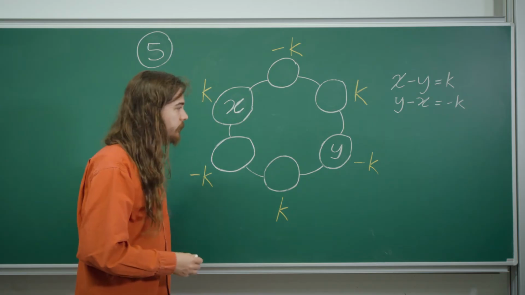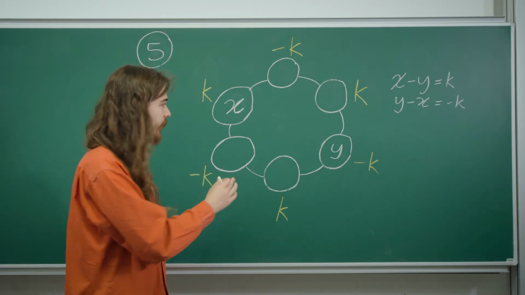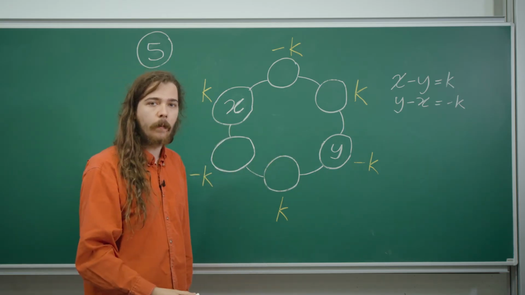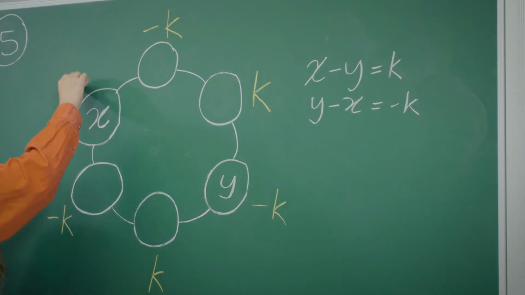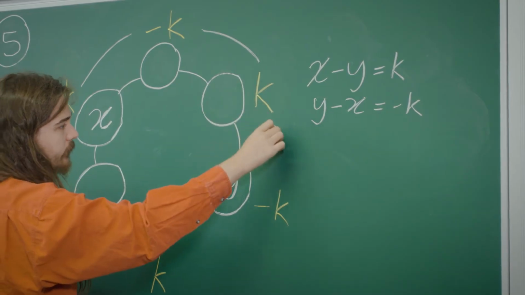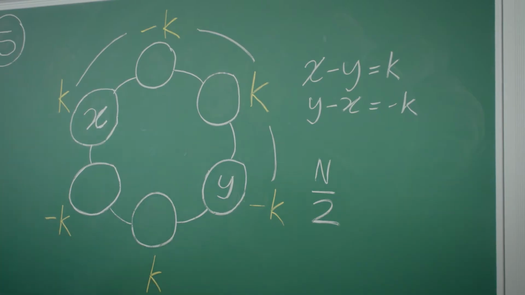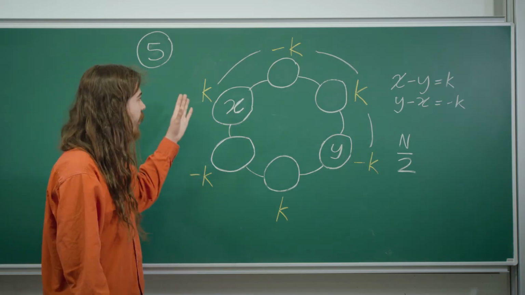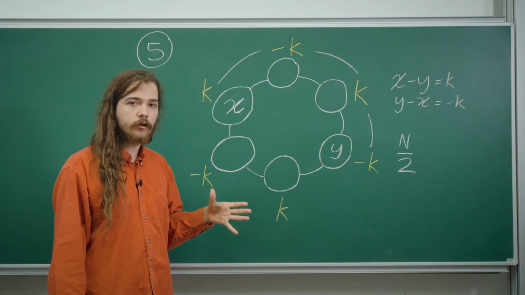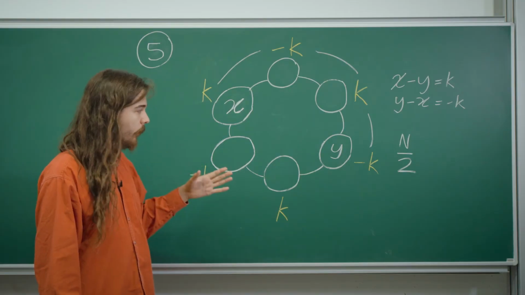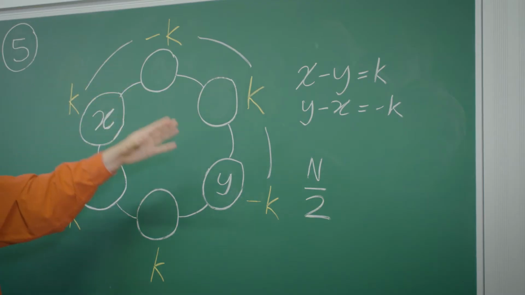But will this happen for any value of n? Well, let's think about it. We know that n has to be even, or else it wouldn't make any sense to have one number opposite another number. But what happens if n is divisible by 4? Well then, the number of times we go round here is n over 2. And so the number of times that the sign of this thing changes is going to be n over 2. If n is divisible by 4, then n over 2 is going to be even, and so the sign will change an even number of times.